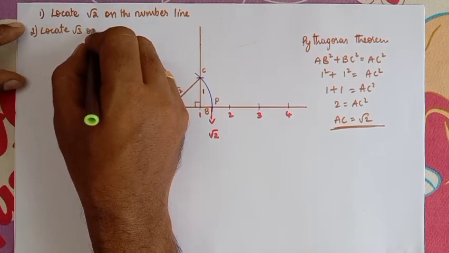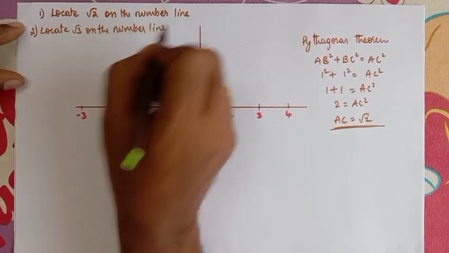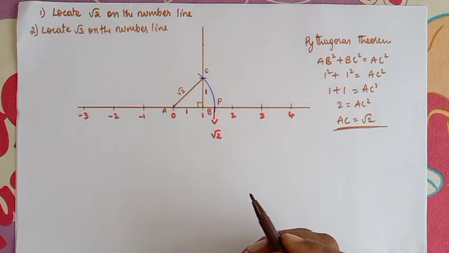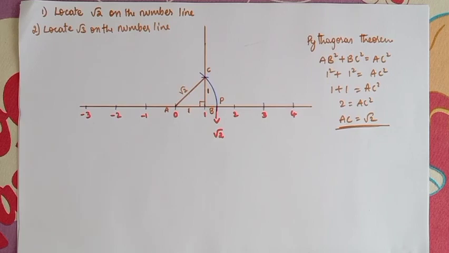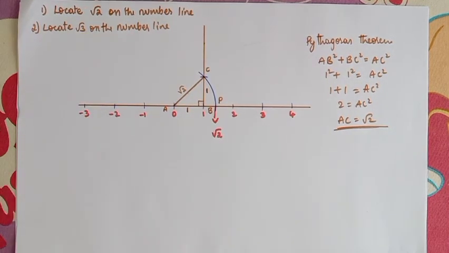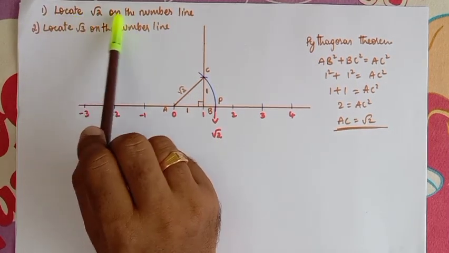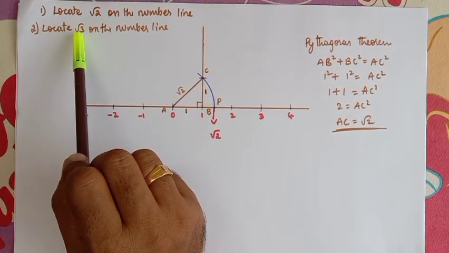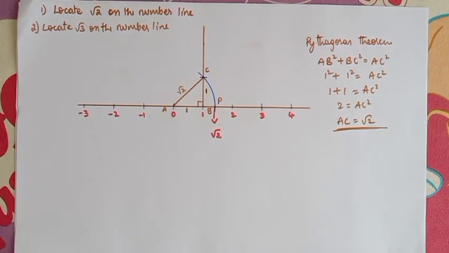Locate root 3 on the number line. So we will use this only, as it is the continuation process. We will be using this one to locate root 3 on the number line. If they ask in the examination to locate root 3 on the number line, it is sufficient. We will continue with this process.